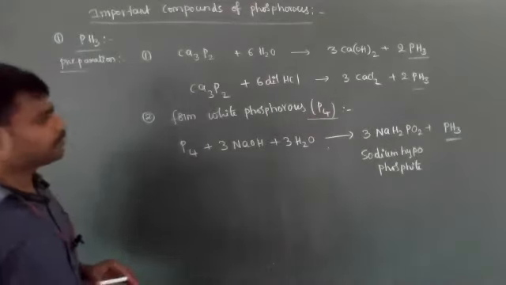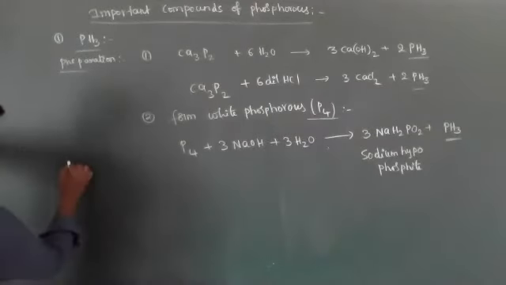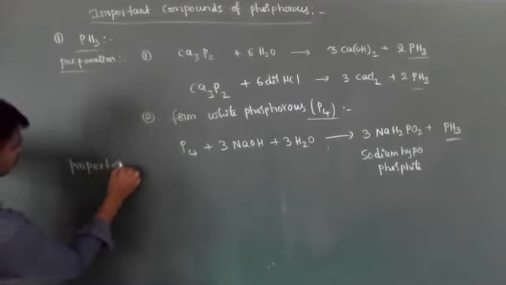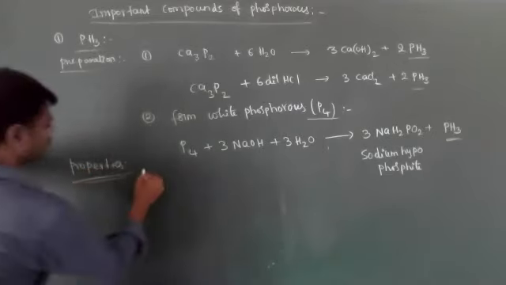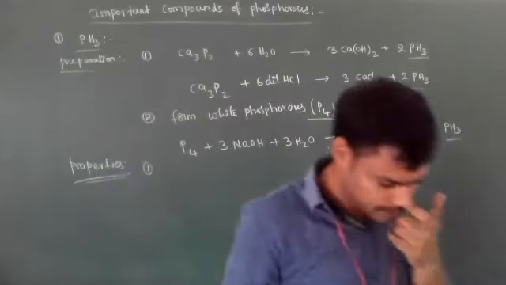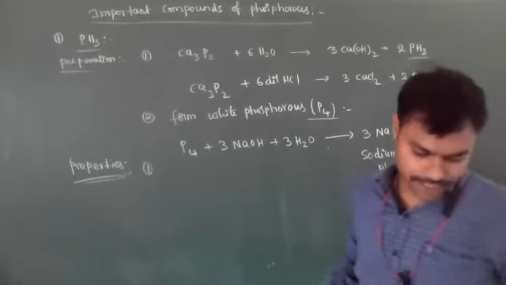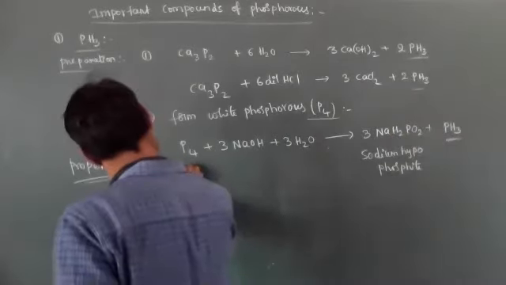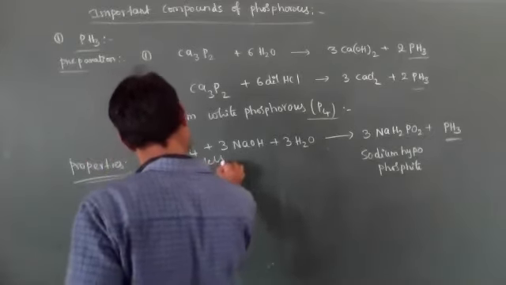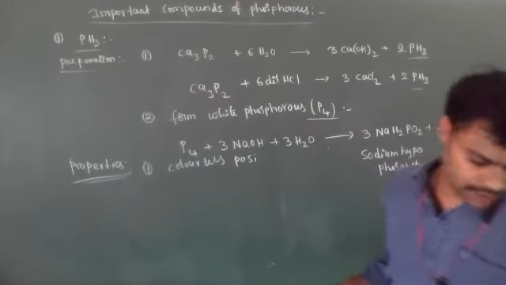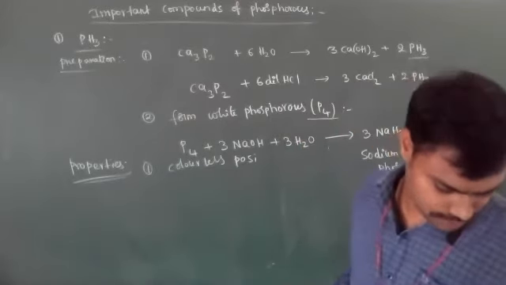Now, what are the important properties of phosphine? Phosphine is a colorless, poisonous gas.